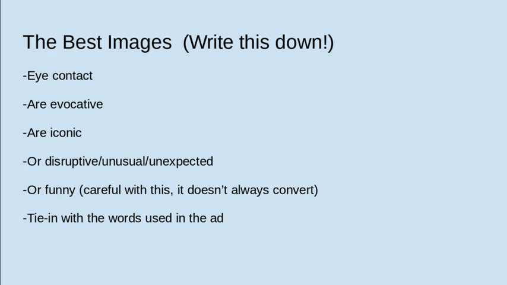So eye contact, body language, and micro expressions are great. Eye contact is huge with humans. You always want to have eye contact. You want images that are evocative of mood and emotion, that are iconic and striking, disruptive, unusual, unexpected, funny. Funny is a little tricky, but absolutely a good thing to have in your toolbox. And you want your images to tie in with the words used in your ad. There needs to be a synergy between image and words. And then, like I said, add patterns to this list, because that's another category of images you can use and look for.